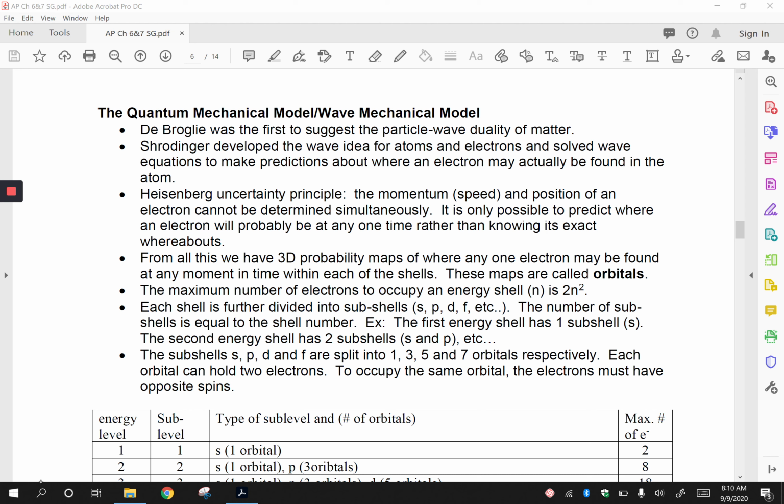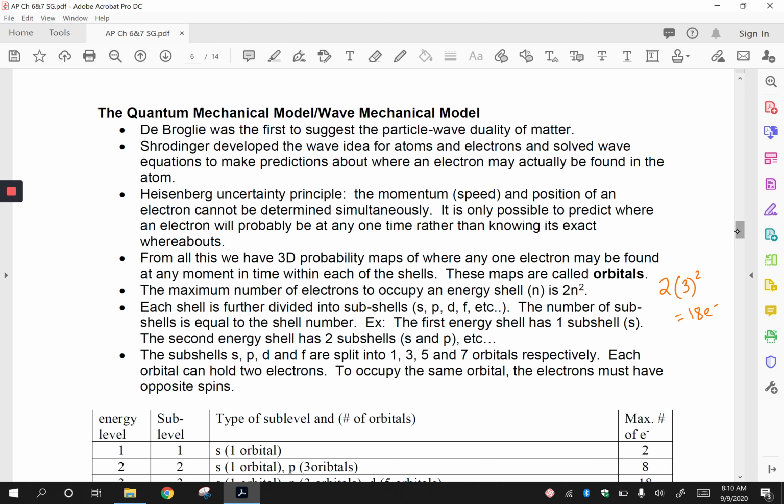The maximum number of electrons to occupy an energy shell or energy level is 2n squared, n being the energy level. So let's say I want to know how many electrons could be in the third energy level, so I do 2n squared with n being 3 because it's the third energy level. That would give me 18 electrons possible maximum for the third energy level. Each of these shells or levels are then divided into subshells or sublevels: S, P, D, F.